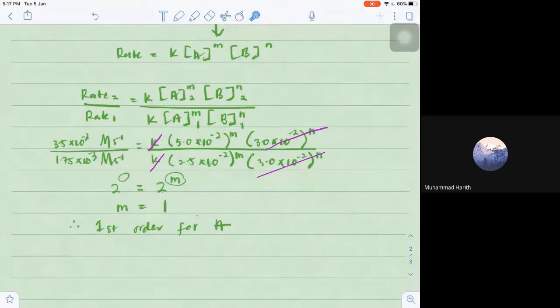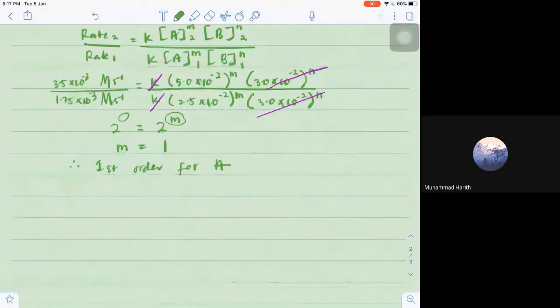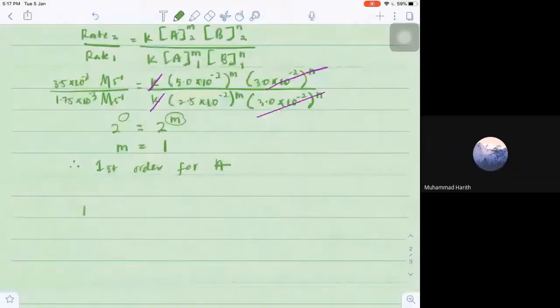Okay, if we choose 1 and 3, to determine what is the N value, just repeat the same step. Look at the rate. Which one has a higher rate? 3 and 1. So rate 3 is higher than rate 1. Actually, you can choose 1 over 3, but personally, I'll choose the greater value over the smaller one. Anyone will lead to the same answer. So I choose rate 3 over rate 1.